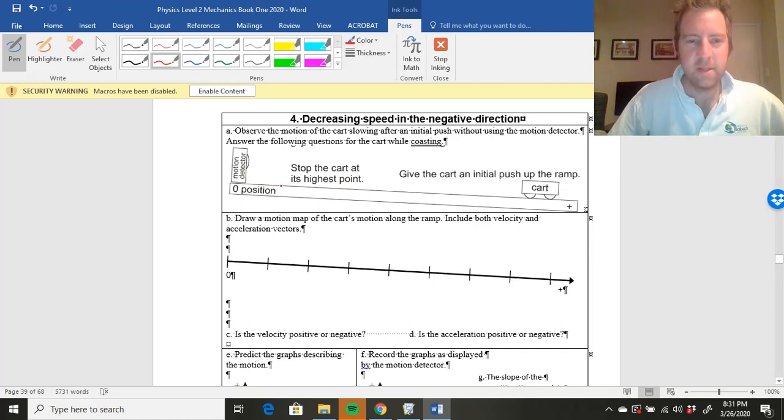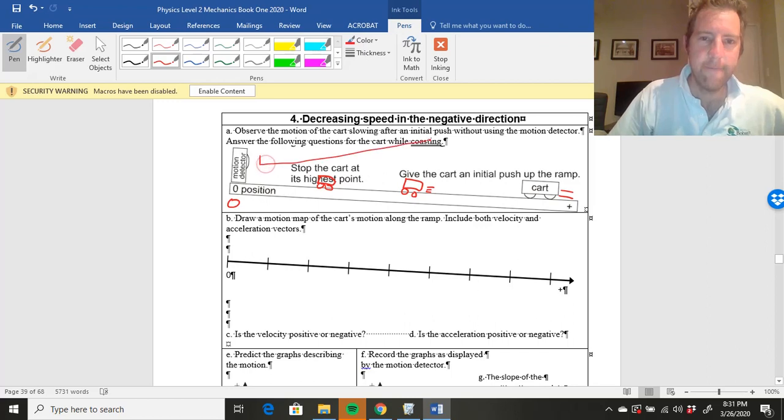So hopefully you've seen that this is exactly the same as 36. We give it a push. It goes up the ramp and slows down and stops. The only difference is this time I'm pushing it towards the motion detector, towards the 0 position, whereas last time I started here and we pushed it away from the motion detector.